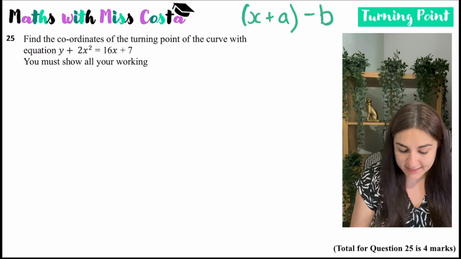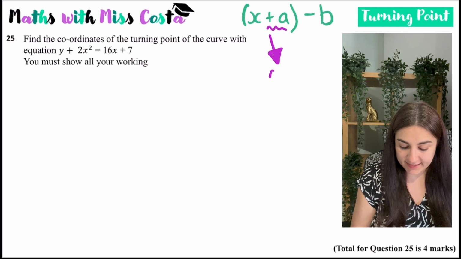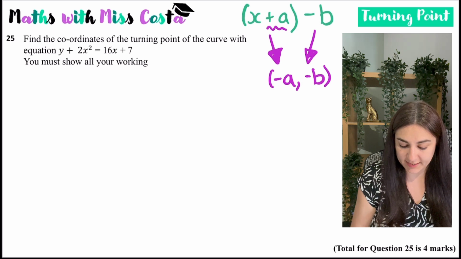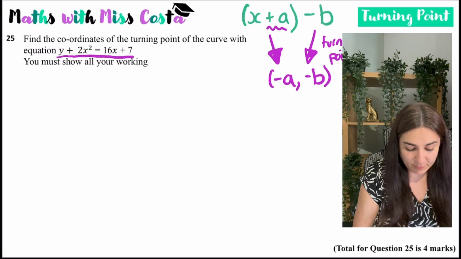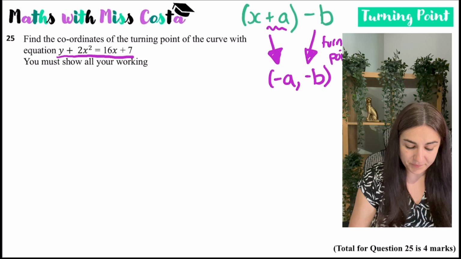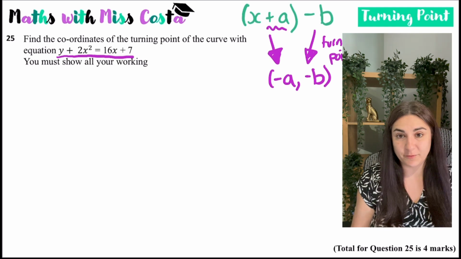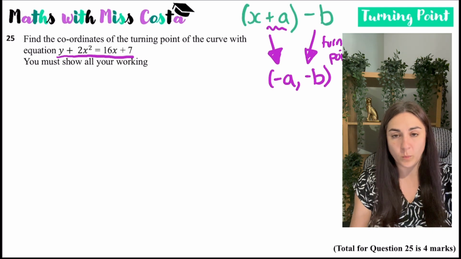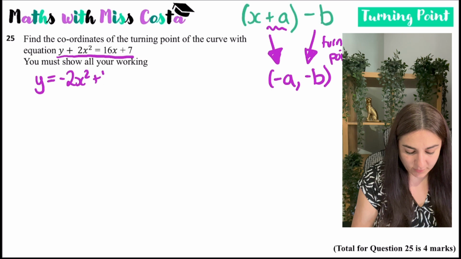Now, the coordinates of your turning point are always going to be the inverse of whatever this is, and then whatever this is, that's the other coordinate. So this will make a little bit more sense when we go through it, but that is all we need to know for turning points. So we've been given this equation here. Whenever you've been given a quadratic, you always want to rearrange it. In this case, I'm finding the turning point of a curve, so I want to get it in the form y equals. So that would be y equals minus 2x squared plus 16x plus 7.